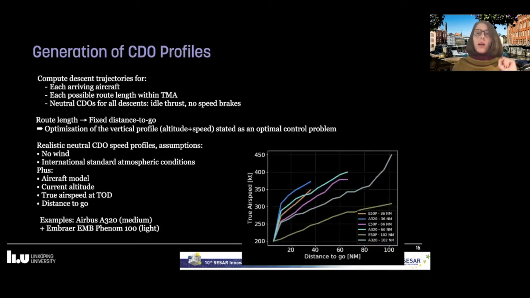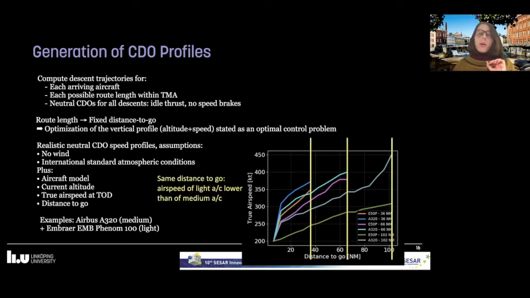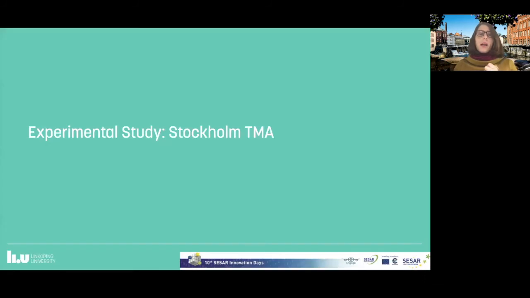Here we have for distances to go 36, 66, and 102 nautical miles, an Airbus A320, a medium aircraft, and an Embraer EMB Phenom 100, a light aircraft. What we can observe is that if we look at the same distance to go, the light aircraft has a lower airspeed than the medium aircraft, which means it will take longer for the light aircraft to fly each segment in the TMA. Okay, and with that, let's look at the experimental study.